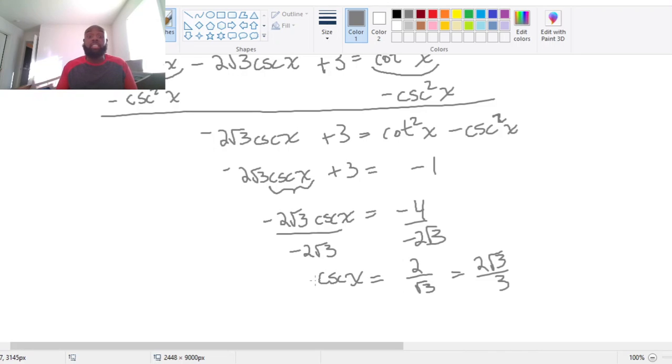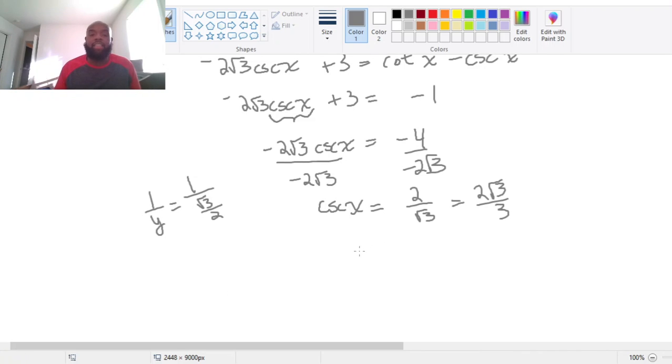But notice cosecant is 1 over y, and so the y value would have to be the square root of 3 over 2. And so for us to get that value, x is going to equal, well, a y value of square root of 3 over 2 is going to happen at pi over 3, or it's going to happen at 2 pi over 3 in order for it to be positive. And these are our potential solutions.